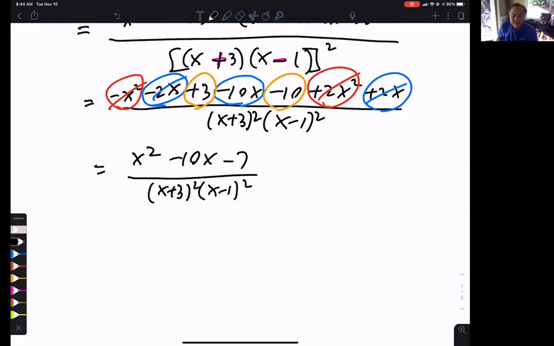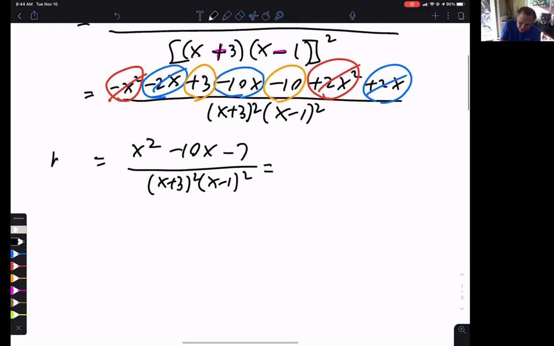A lot of stuff. We're not done. Well, I think we are done. I don't think that top is going to factor for us unless I did something wrong. Let me double check because that's not looking that pretty. Well, I guess we're right. Okay. Now, this is the derivative. This is h prime of x.